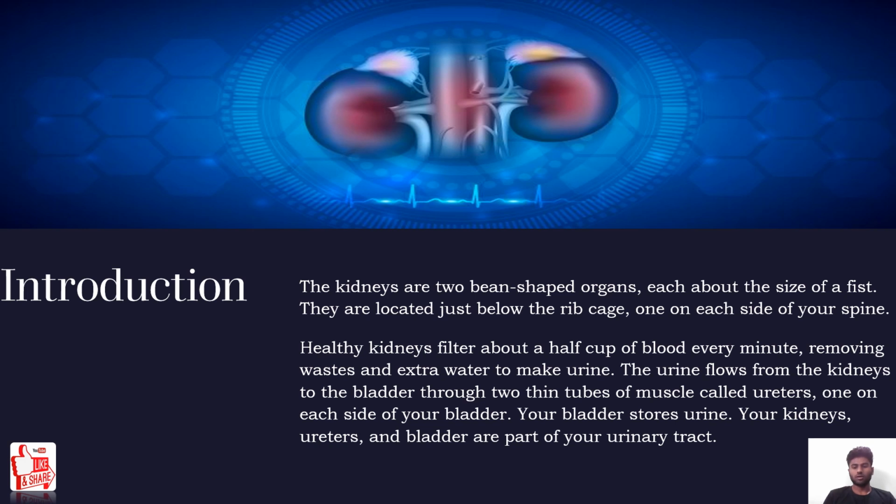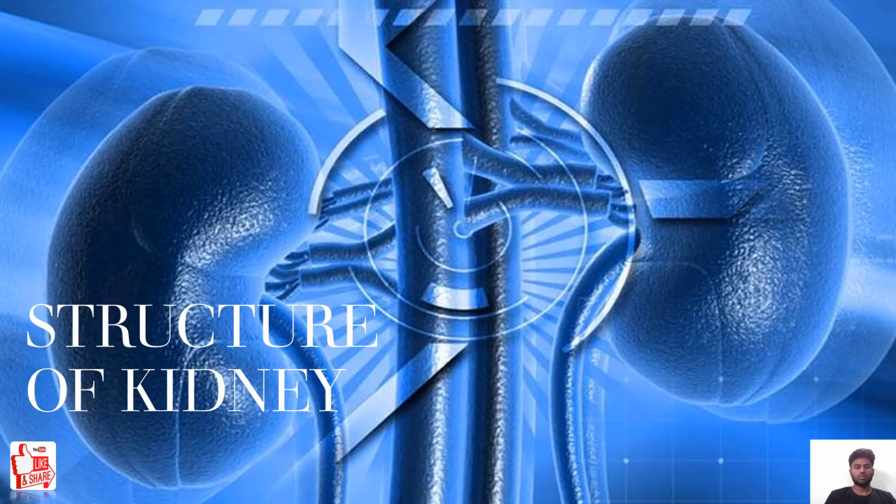The urine flows from the kidney to the bladder through two thin tubes of muscle called ureters, one on each side of your bladder. Your bladder stores the urine. The kidneys, ureters, and bladder are parts of the urinary tract.